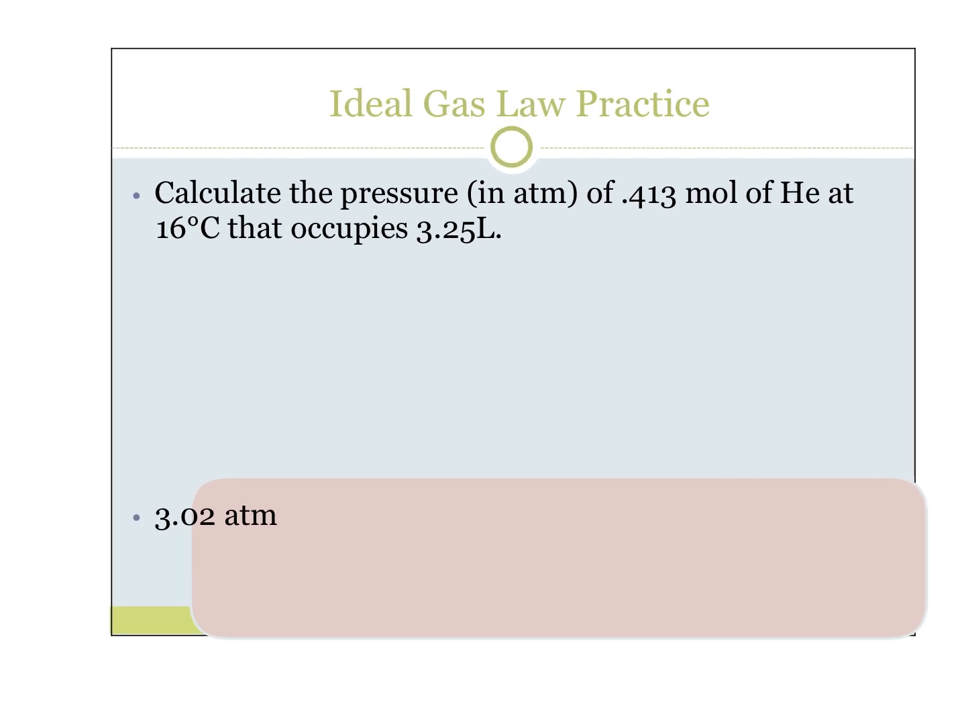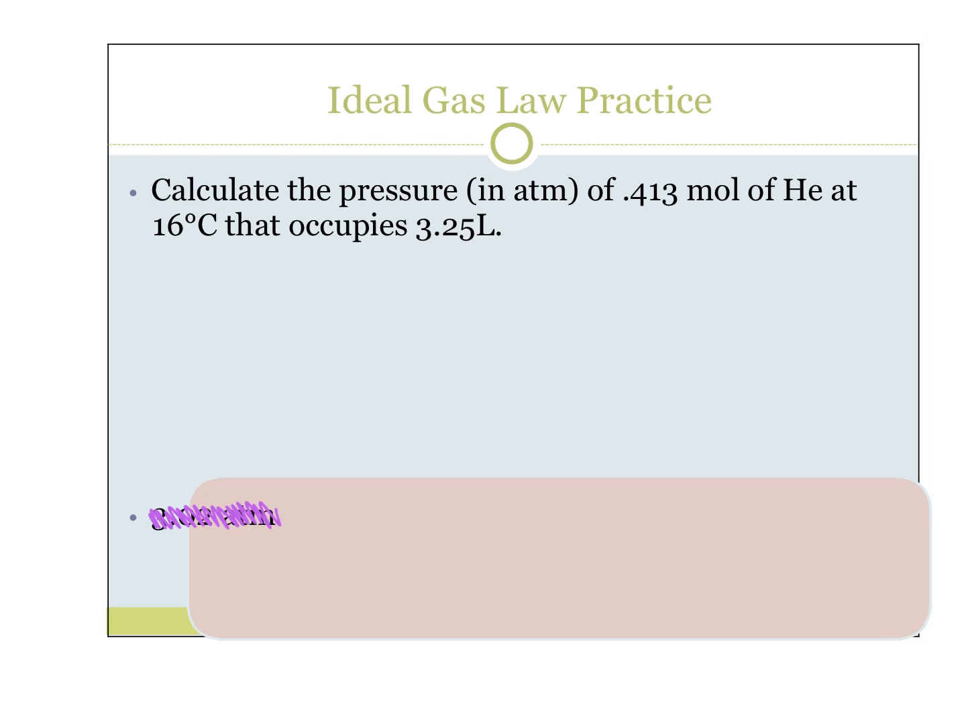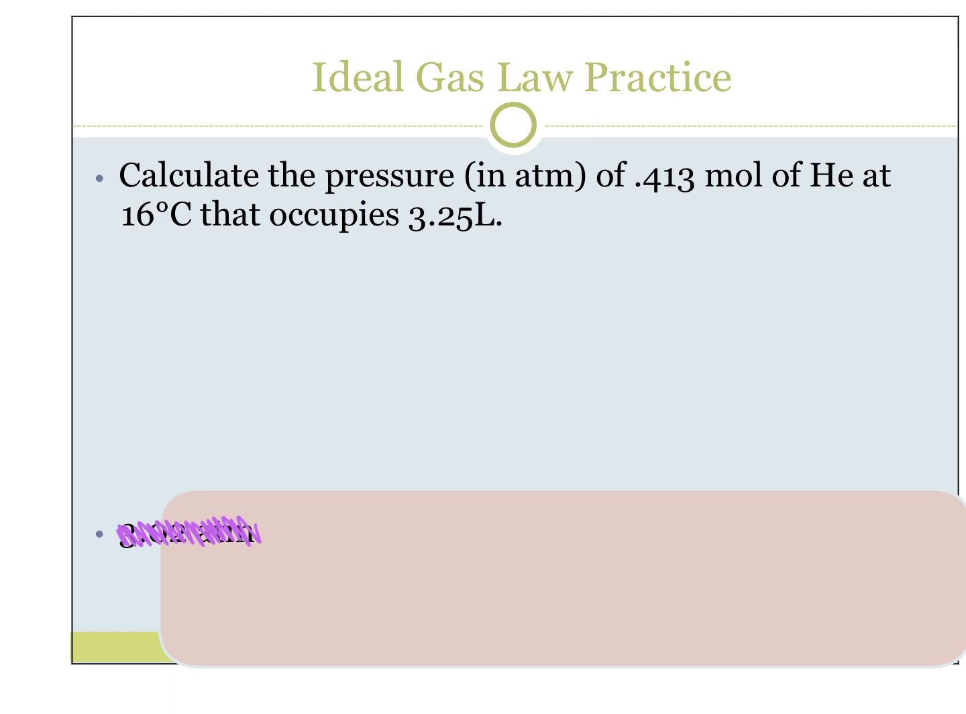Let's try one without the answer here. Okay. This says, calculate the pressure in atmospheres of 0.413 moles of helium at 16 degrees that occupies 3.25 liters. So let's check through our units, right? Actually, before I even do that, tell me, what's our question mark here? What are we solving for? Pressure. Pressure is our question mark. We know this is n, this is T, and this is V.